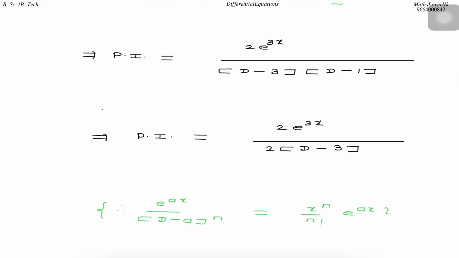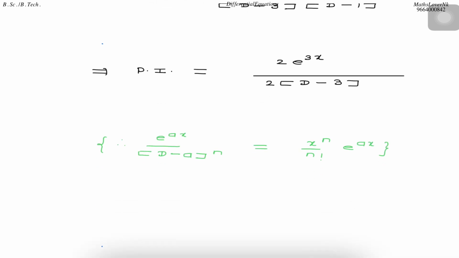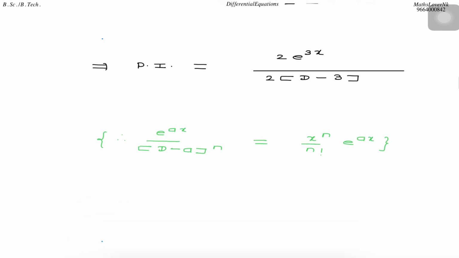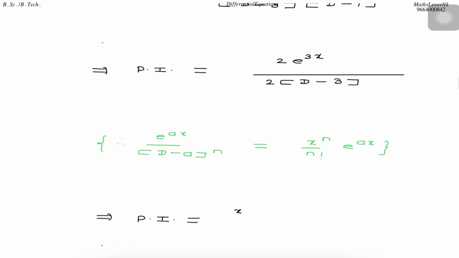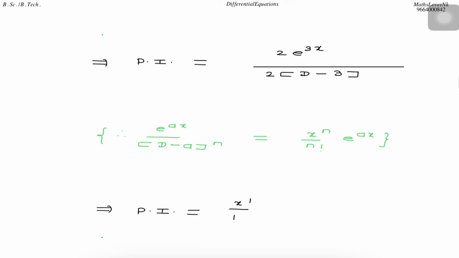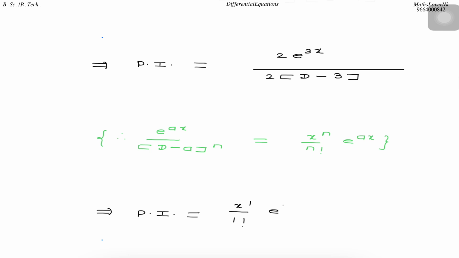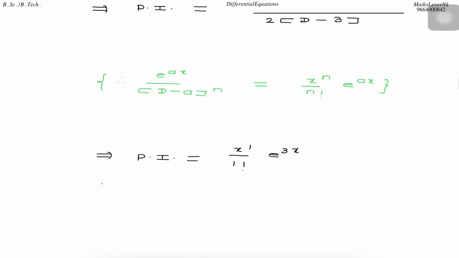Now the solution: when 2 and 2 cancel out, PI is equal to, here n is equal to 1 and a is equal to 3, so x to the power 1 upon factorial 1 into e to the power 3x. So PI is equal to x into e to the power 3x.